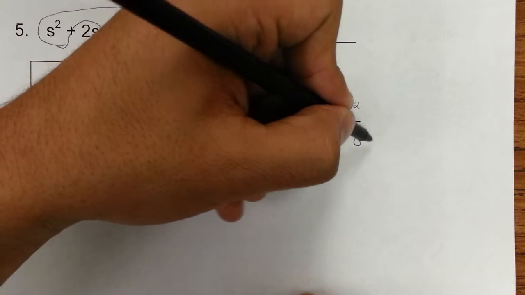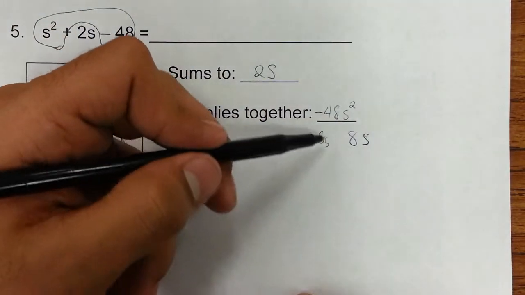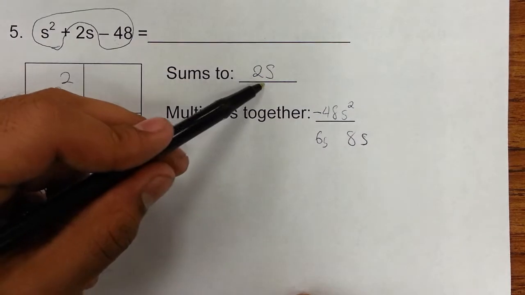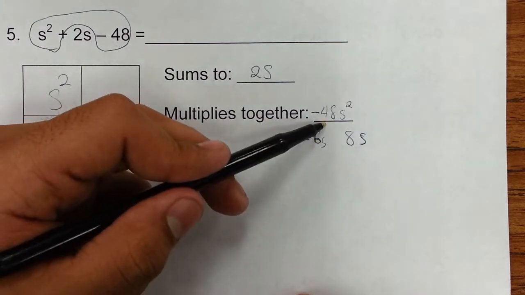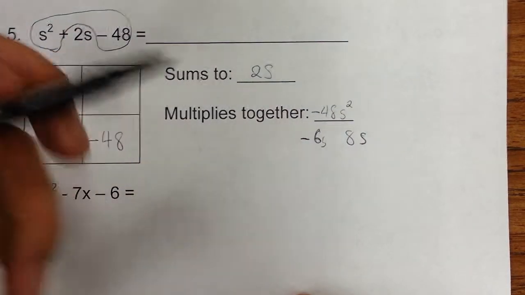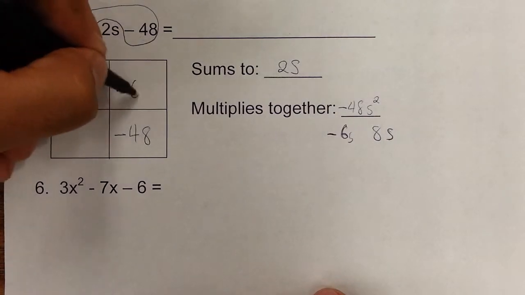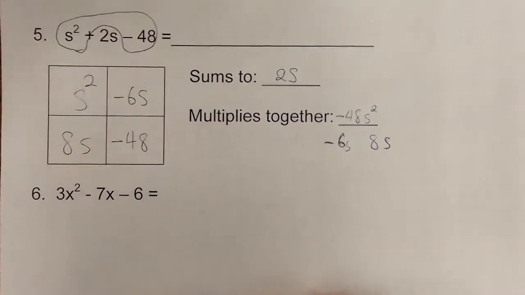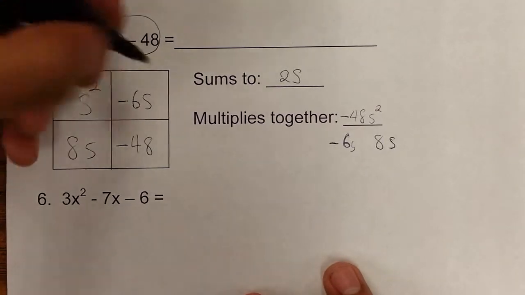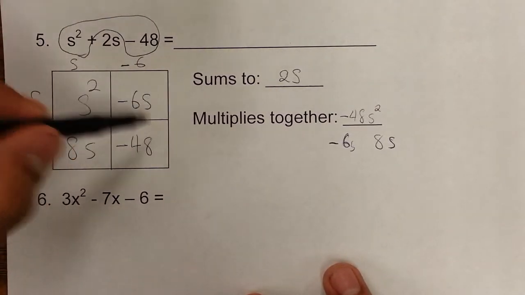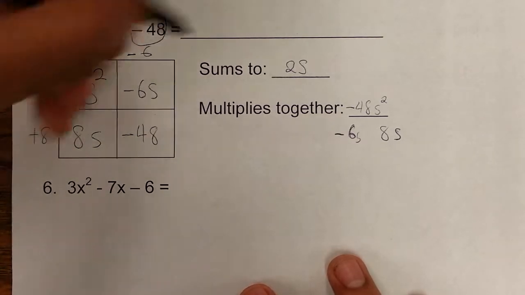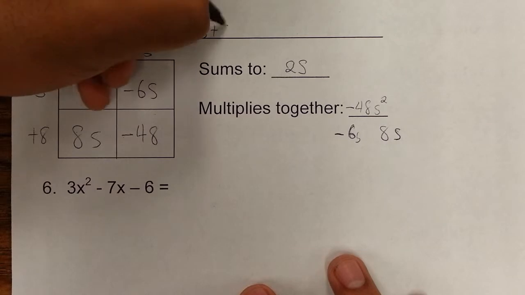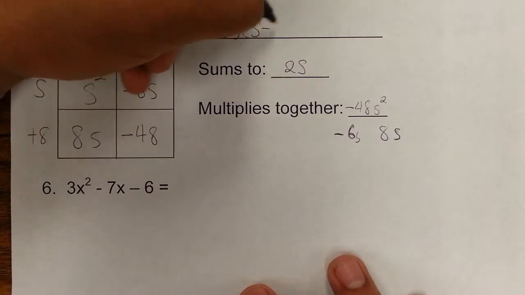Now we need a 6s and an 8s, but we want our larger expression to be positive. That way when we subtract them, we end up with a positive sum. So we're going to get a positive 8s and a negative 6s. Multiply these together, get the negative 48s squared, add them, we get our middle term. So now we can go ahead and write in a negative 6s and an 8s. S times s will give me s squared. S times negative 6 will give me that negative 6s I need right here. S times positive 8 will give me that 8s I need in here. And then positive 8 times negative 6 gives me that negative 48. So factored form, s plus 8 times s minus 6.